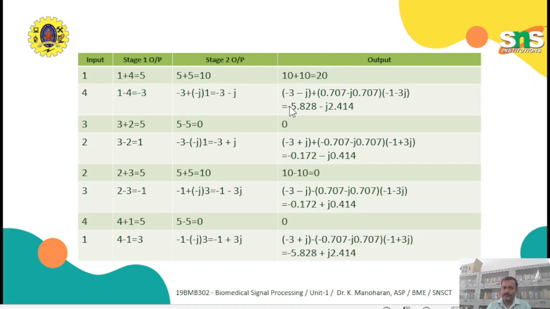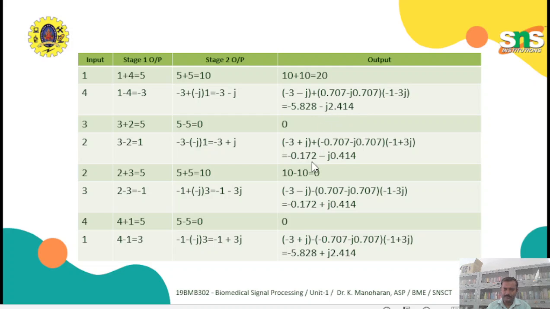Now come to the second butterfly. Minus 3 minus j is one input, and then minus 1 minus 3j is the other input. We need to multiply with the twiddle factor for this. Look at this. Minus 3 minus j I am taking as one input, plus the twiddle factor is 0.707 minus j 0.707. This is the W8 to the power 1 twiddle factor, and that should be multiplied with the second input, minus 1 minus 3j. After this multiplication that should be added with this input. So we get a final result of minus 5.828 minus j 2.414.